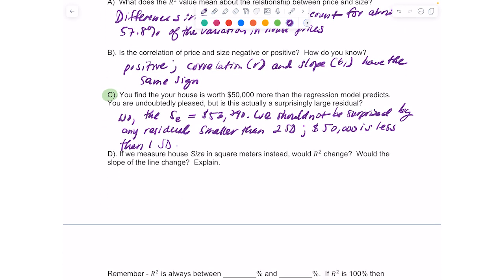If we measured the house size in square meters instead, would r squared change? And would the slope of the line change? So the r squared value, remember, is connected to the correlation coefficient, which is not affected by units. So r squared would not change. However, the slope would change. The slope does depend on the units.